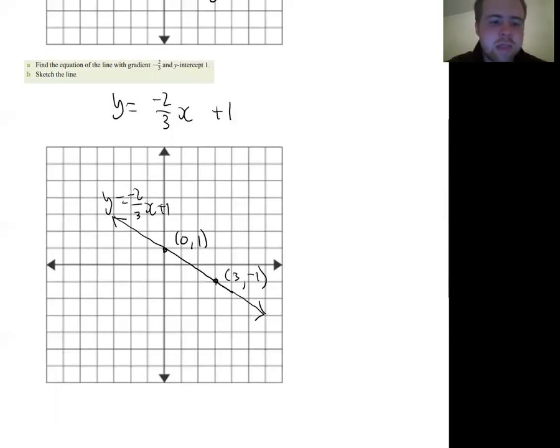Just remember, try to find the easiest point that you can find on your grid, the next whole number. So in this case, I had to go across 3 to get that next whole number, which was going down 2, because of our fractional gradient.